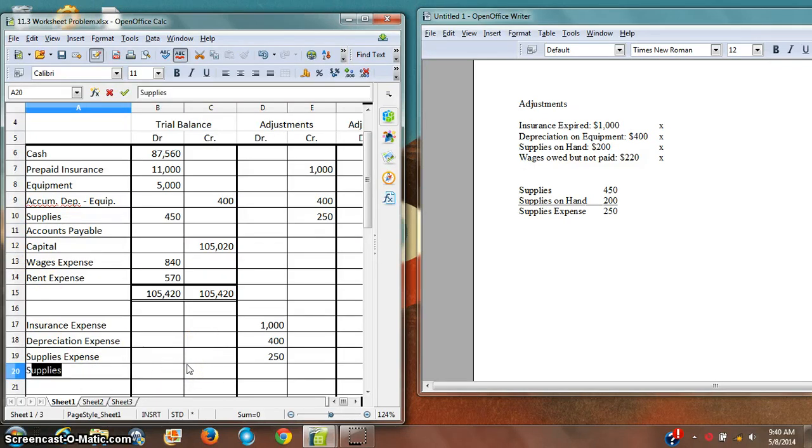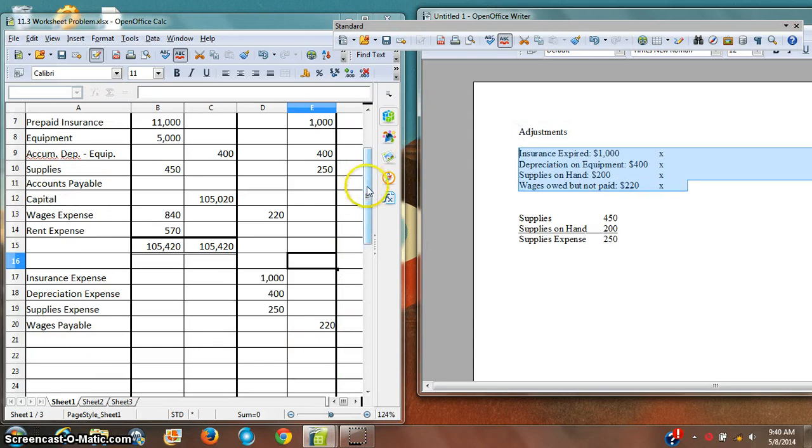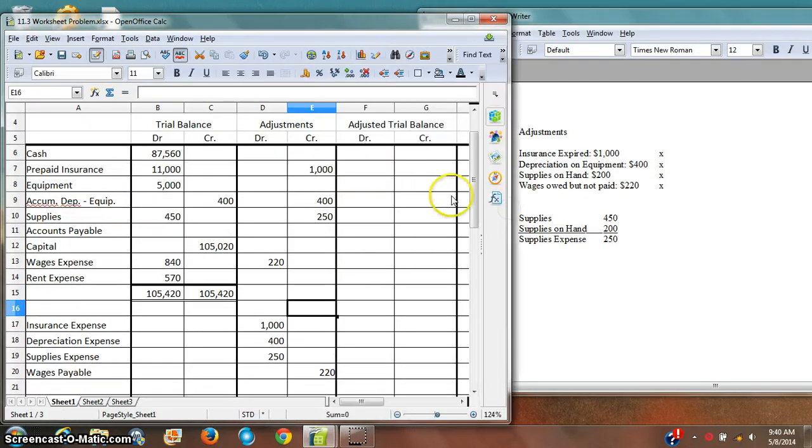So here I am putting in my account. This is going to be wages payable. This is acknowledging that now I have a debt. And so my wages expense is going to go up by $220. There it is. And now my wages payable is going to be a credit for $220. And so I'm done. I've logged all my adjustments column, and now all that's left, I need to add up this column. I need to get a total.